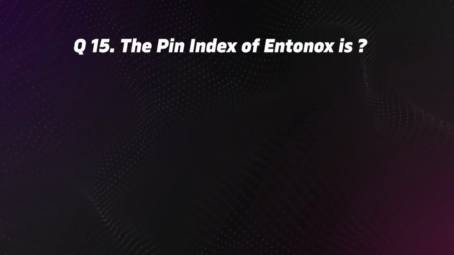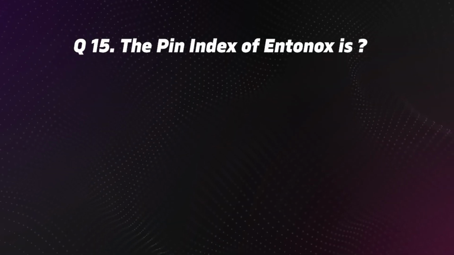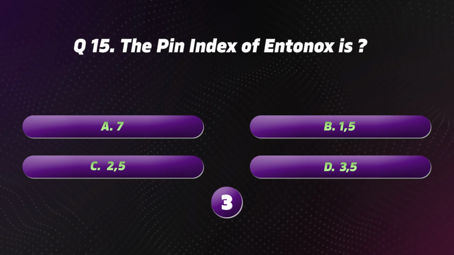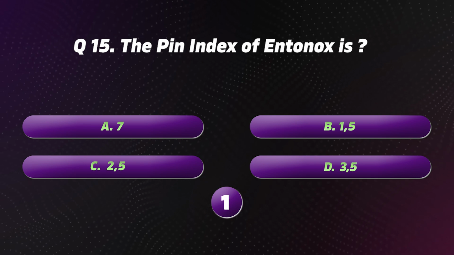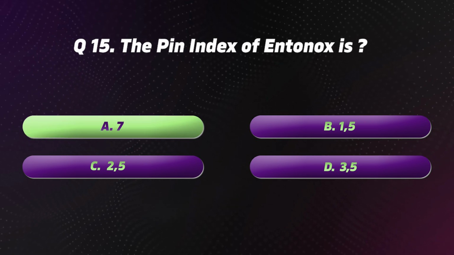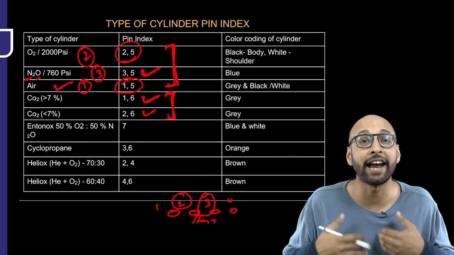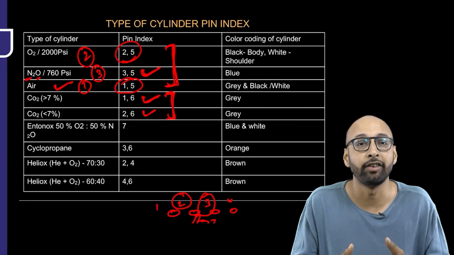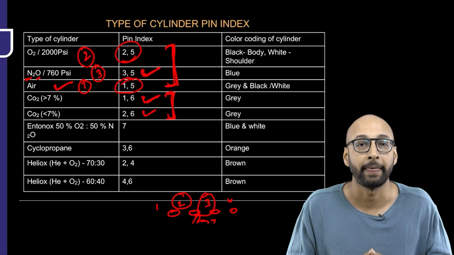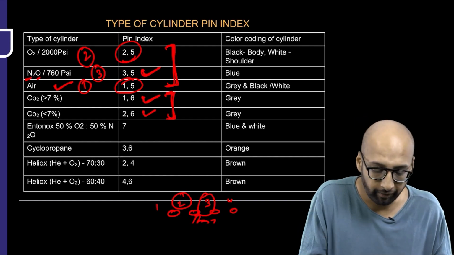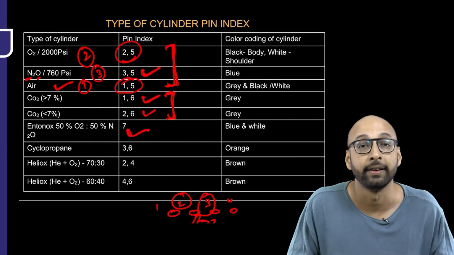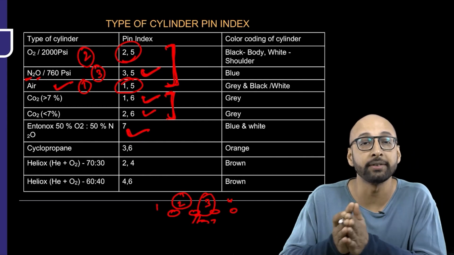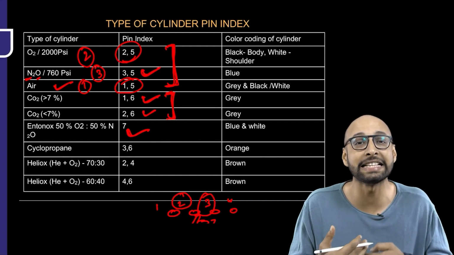Question 15. The pin index of Entonox is? Here are the options. A. 7, B. 1, 5, C. 2, 5, D. 3, 5. And the correct option is A. 7. Here is the explanation. We have Entonox, that is a combination of 50% oxygen and 50% nitrous oxide. It has a separate pin index which is designated by 7. So Entonox, a combination of 50% oxygen and 50% nitrous oxide, its pin index is 7.